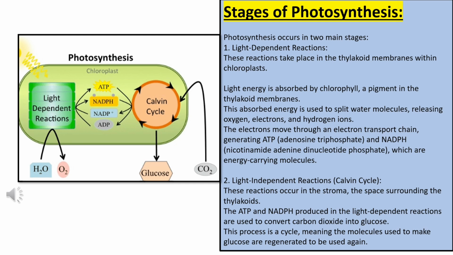Calvin's cycle. These reactions occur in the stroma, the space surrounding the thylakoids. The ATP and NADPH produced in the light-dependent reactions are used to convert carbon dioxide into glucose. This process is a cycle, meaning the molecules used to make glucose are regenerated to be used again.